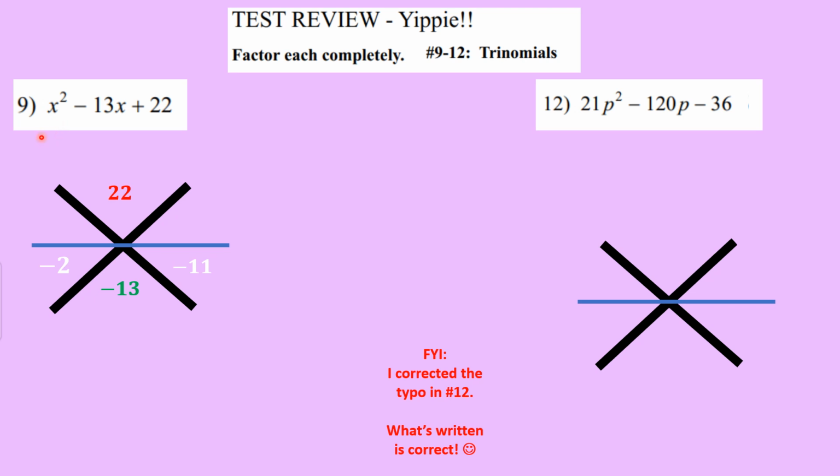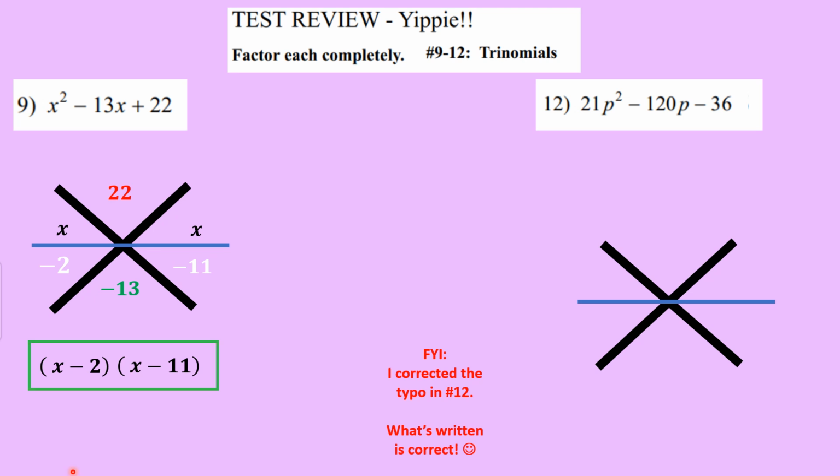Because I just have an x squared, that leading coefficient is a 1, so I'm just going to put an x over top of each of the factors we just found of 22. Then I'm going to check these factors, x and negative 2 and x and negative 11. If they don't reduce, those are your factors, x minus 2 and x minus 11, and you're done.